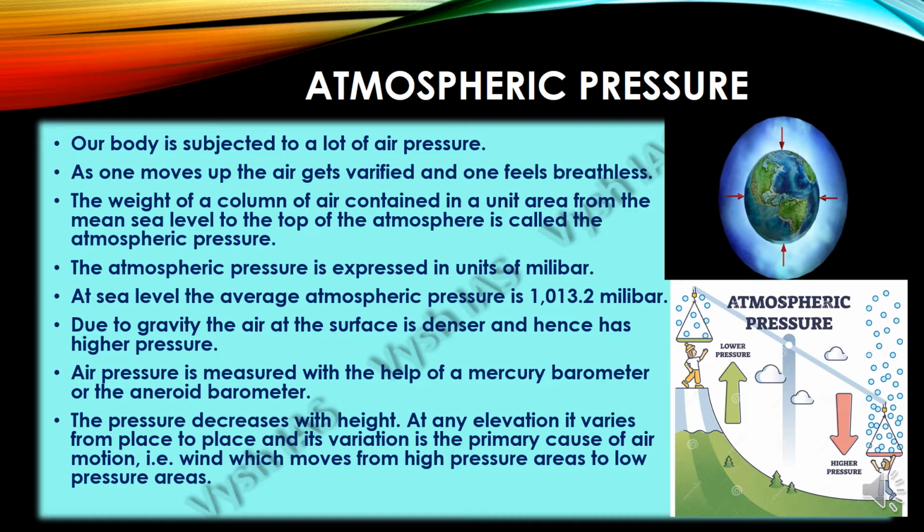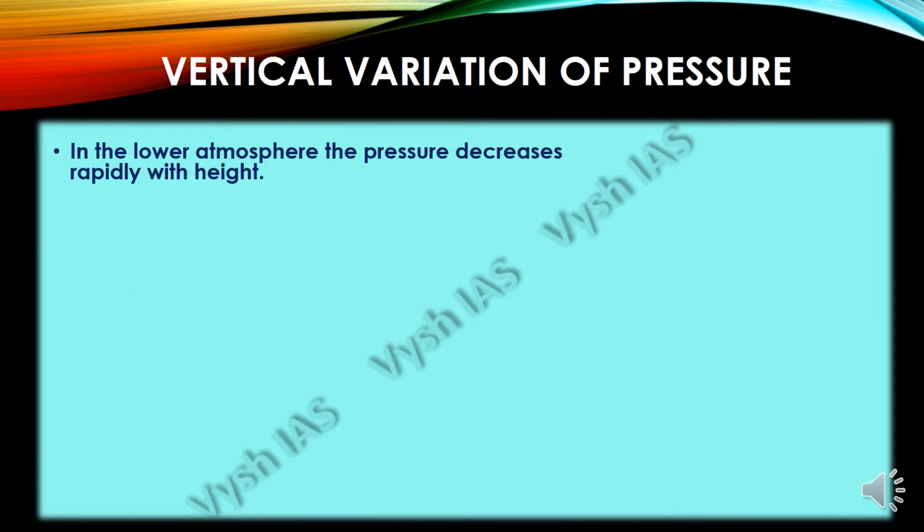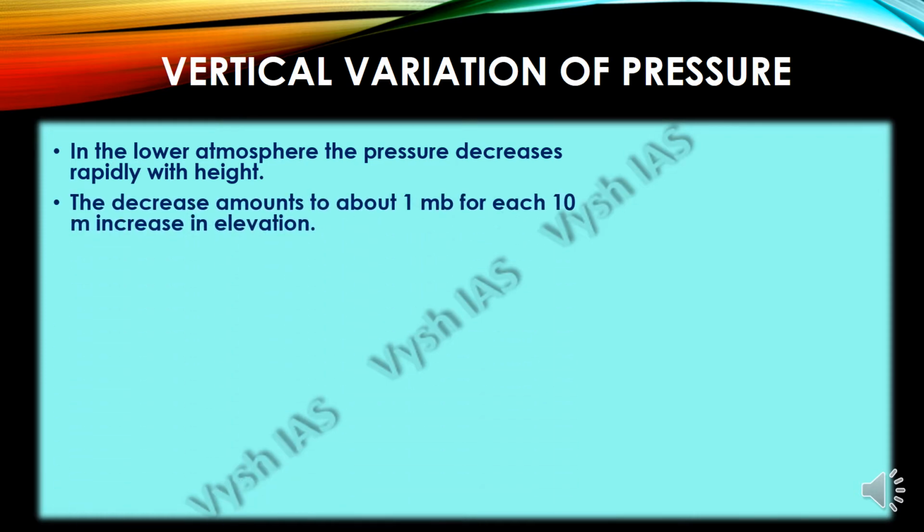It won't be the same, and mainly the reason it will not be the same is because of the air which is in motion. Wind will move from higher pressure areas to low pressure areas, and it will be different because of the direction and movement of wind. In the lower atmosphere, the pressure decreases rapidly with height, about 1 millibar for each 10 meters increase in elevation. So it does not always decrease at the same rate.